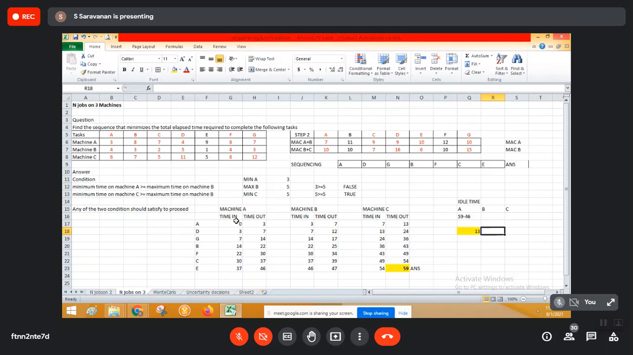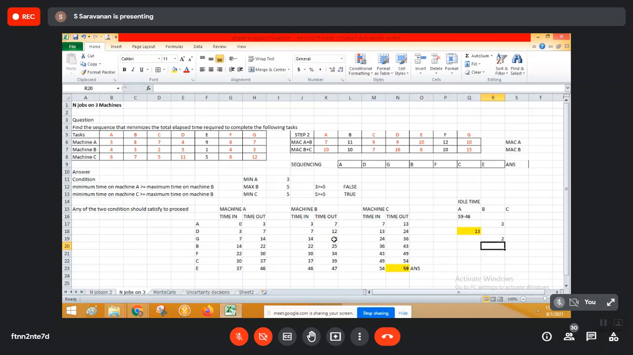Okay. The idle time of machine B. What is the idle time of machine B? There is too much idle time for machine B. See here, corresponding to this, it is 3 minutes idle. Next, there is no idle time. At 12 it has completed that activity, but it has taken up the next activity at 14. See here, 12, 14.